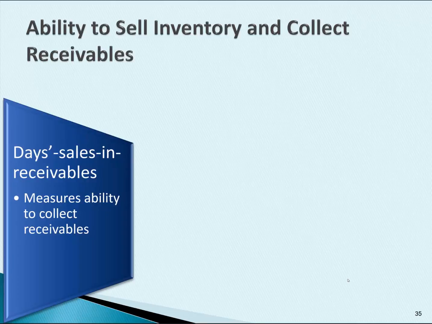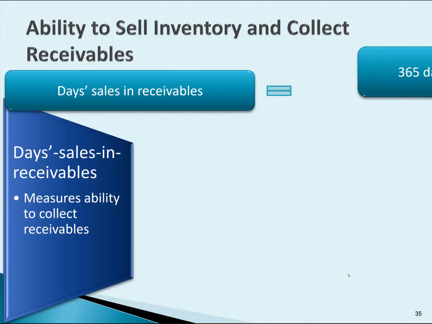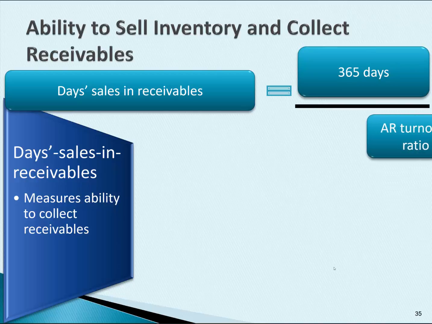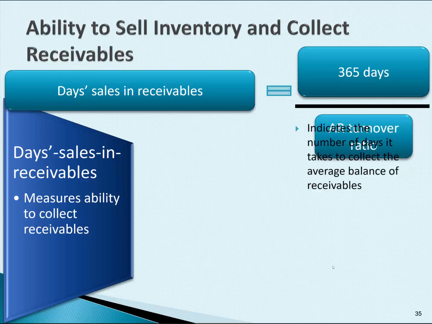And another one we're going to look at is called days sales in receivables. This measures the ability to collect receivables. So for this formula, you're going to take 365 days, and you're going to divide that by your AR turnover ratio. This will indicate the number of days it takes to collect the average balance of receivables.